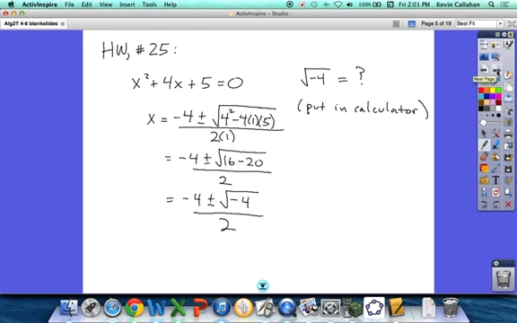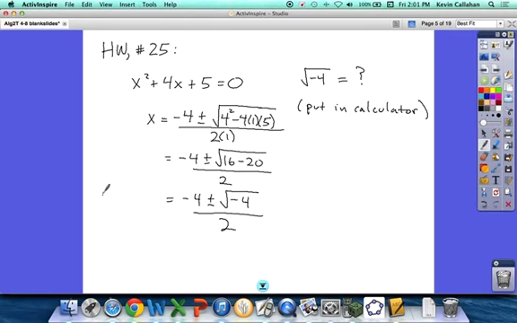Now, take, for example, this problem, which was number 25 in the homework. You were just asked, evaluate the discriminant, say how many answers you would expect. And I did the whole quadratic formula with this, but you only did this part. If you just follow it down, you should have gotten b squared minus 4ac was 4 squared minus 4 times 1 times 5, 16 minus 20, negative 4. That's what you got when you evaluated.